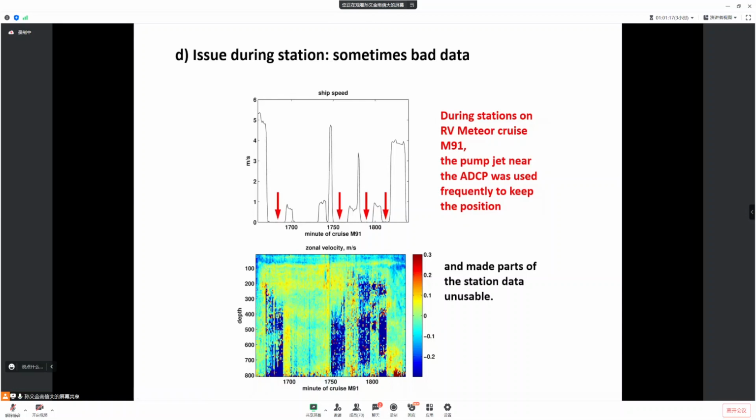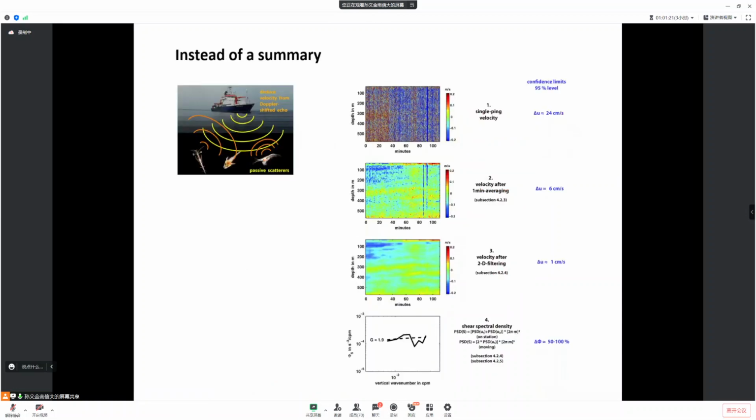So we're at the end. Instead of a summary, I again show this workflow here. And in the end, it's not just a matter of good post-processing to get to the internal wave shear, but of course we have to do thorough quality control to get rid of those along-ship problems and the station problems.